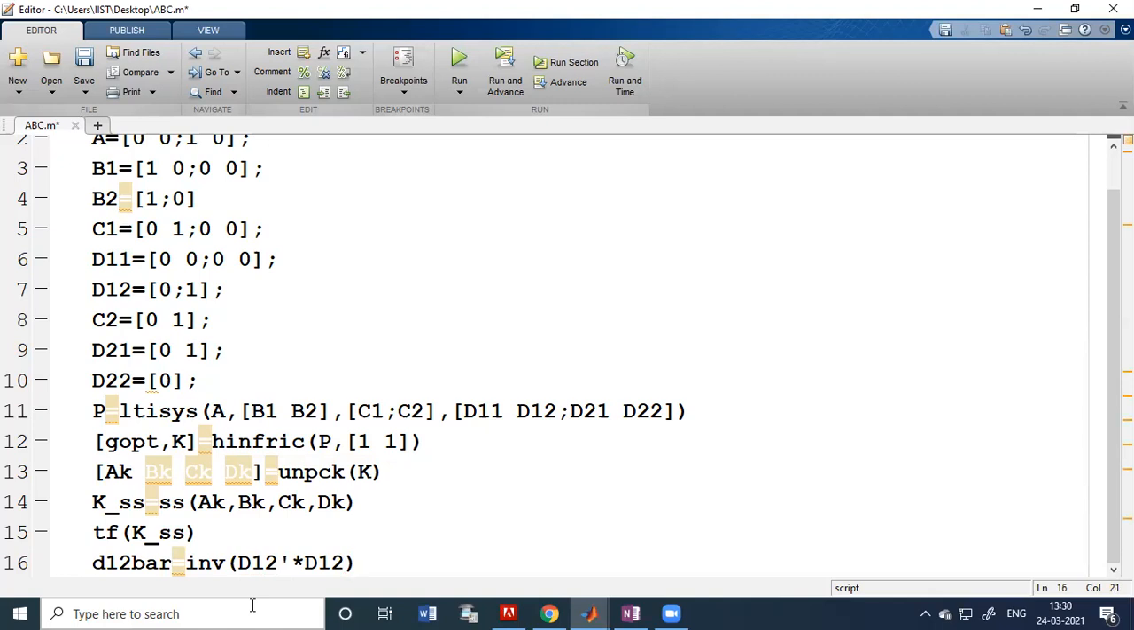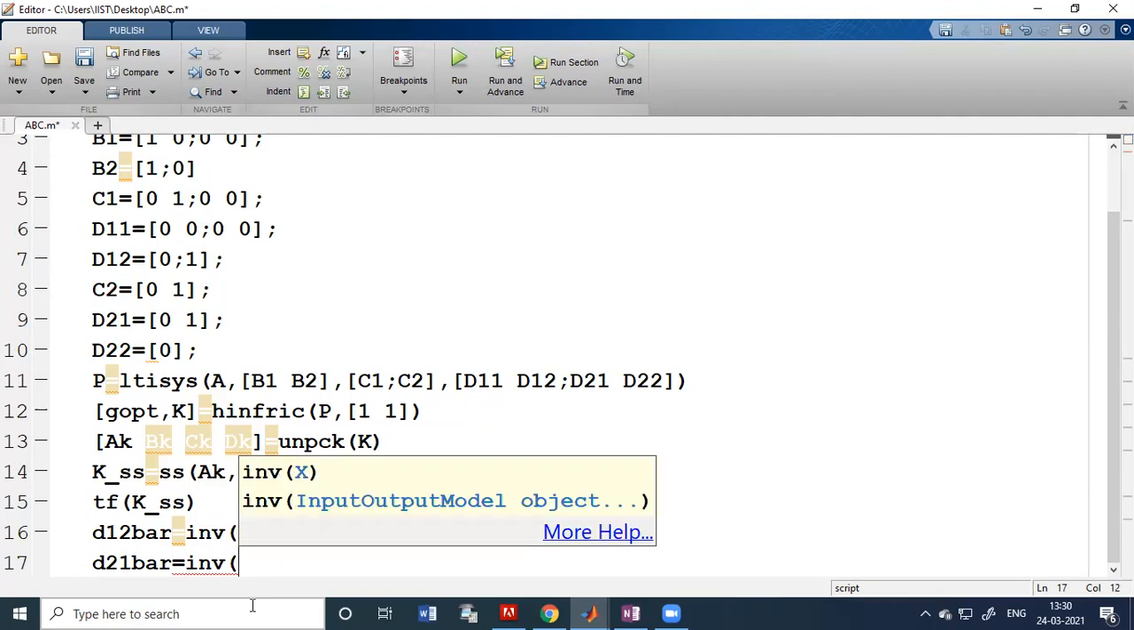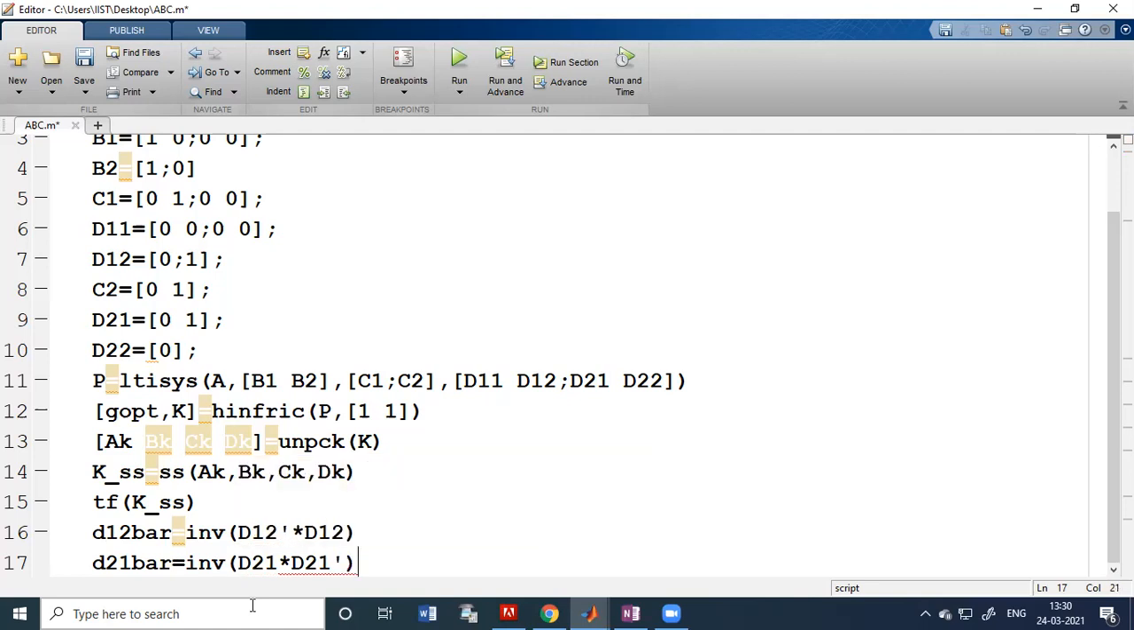Then C1 bar. Then D12 bar. Then what else? D21 bar. What's D21 bar? Inverse of D21 into D21 transpose. Okay. Then what else? C1 bar and B1 bar.